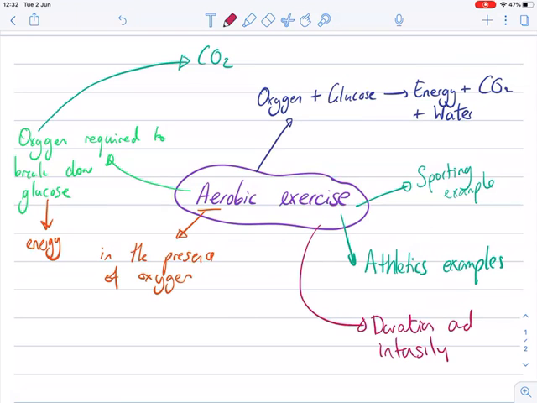So if I'm able to take in the presence of oxygen during my aerobic exercise, am I going to have a high level of duration or a low level of duration, or am I going to have a high level of intensity or a low level of intensity? Okay, now just as a bit of an add-on, aerobic exercise at A level is called submaximal.